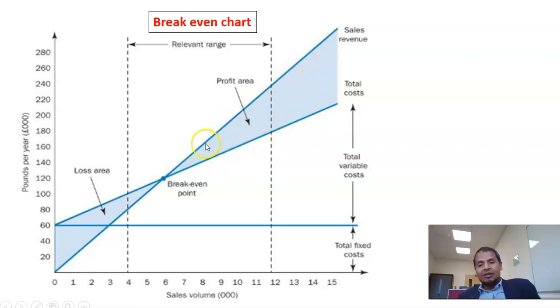And this is an angle. It has an interesting name as well. This angle indicates the profitability of the organization. The higher the angle, the higher the profitability of the organization.